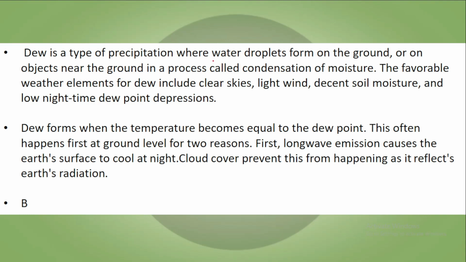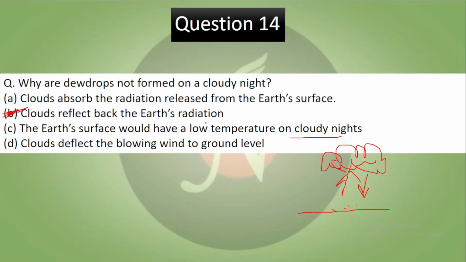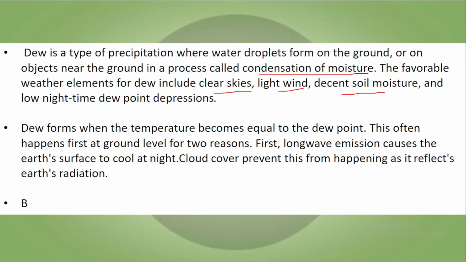Dewdrop is a type of precipitation where water droplets form on the ground or on objects near the ground in a process called condensation of moisture. Favorable conditions for this are clear sky, light wind, decent soil moisture, and low night time dew point depressions. A slightly cool temperature is needed, and this radiation would warm the temperature. So this would be the reason. B is your correct answer.